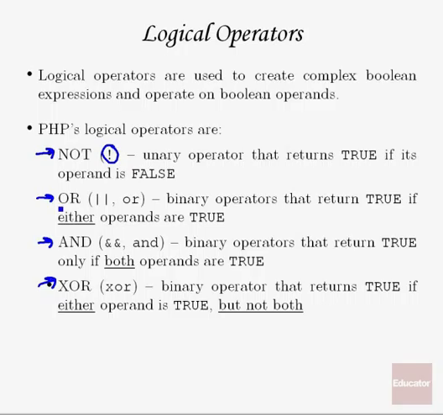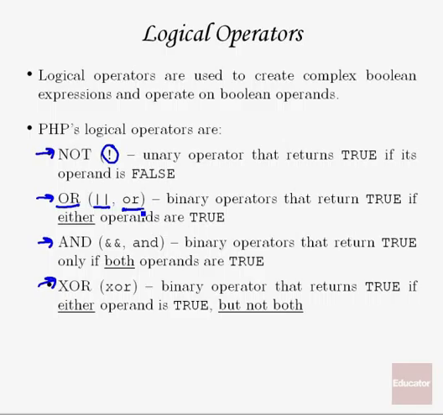Then there's a binary operator known as the OR operator, and it actually has two forms. It can be used with two vertical bars, which are typically the same key on the keyboard as the backslash. And then there's also the OR keyword. Now, this is a binary operator, and it returns true if either its left or right operand is true. So it operates on two Boolean values. The only case it returns false is if both of its operands are false.